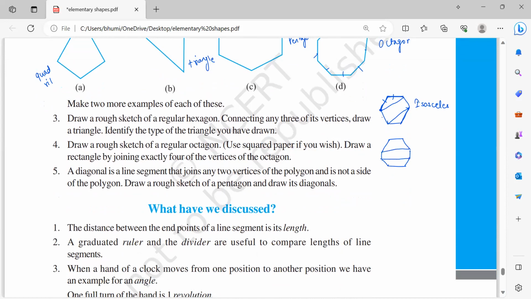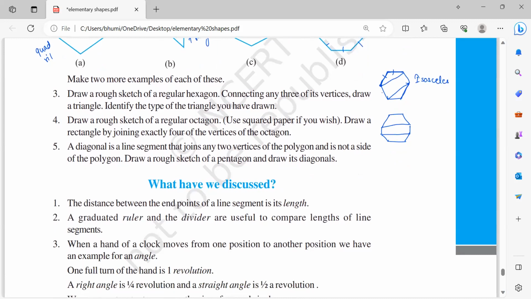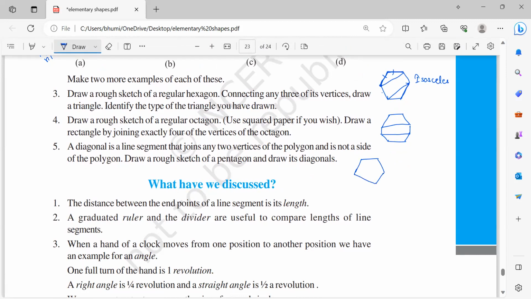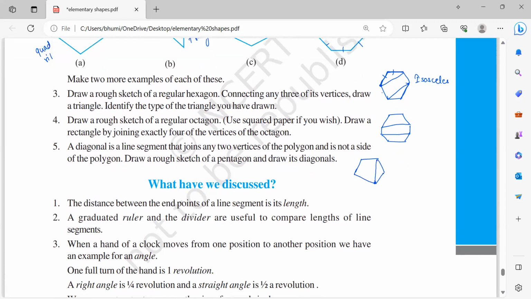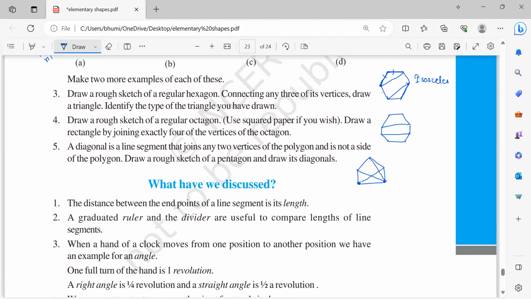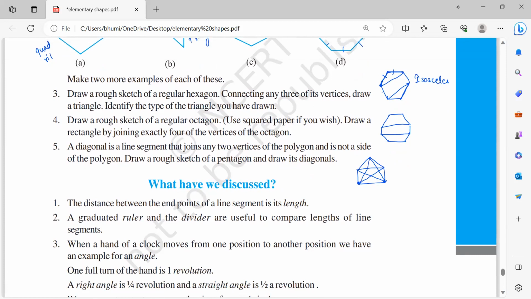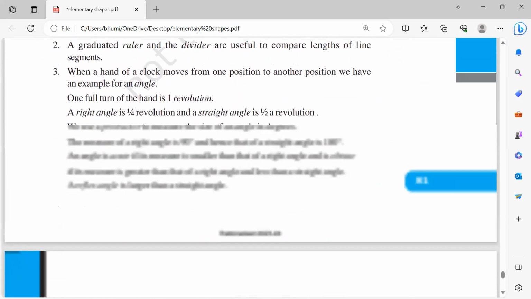This is a rectangle. A diagonal is a line segment that joins any 2 vertices of the polygon and is not a side of the polygon. Okay, you have to draw the pentagon: 1, 2, 3, 4, 5, and draw all its diagonals starting from this. Just a minute, let me draw it again very clearly. 1, then 2, then from this 3, 4 and this. These are the diagonals. Okay.